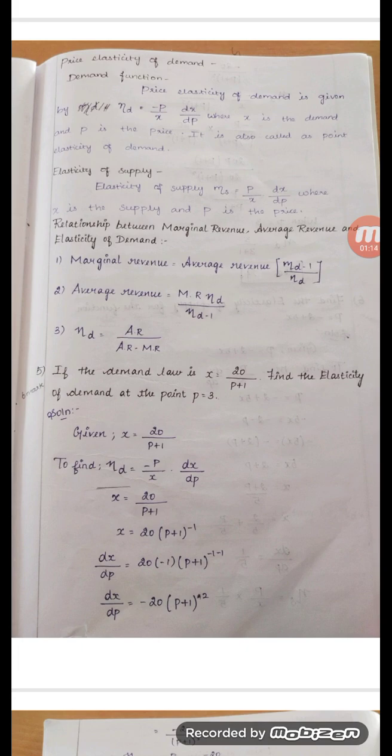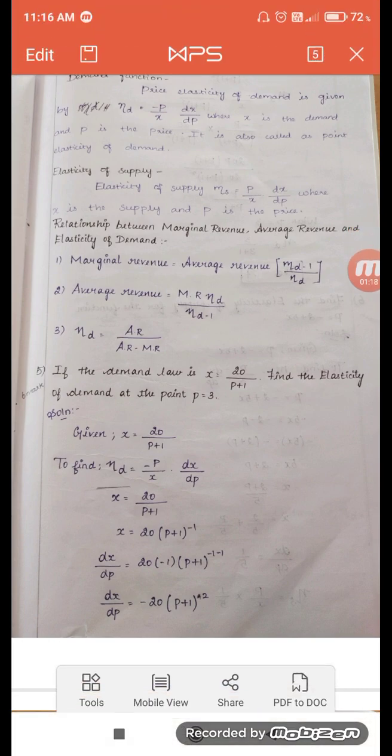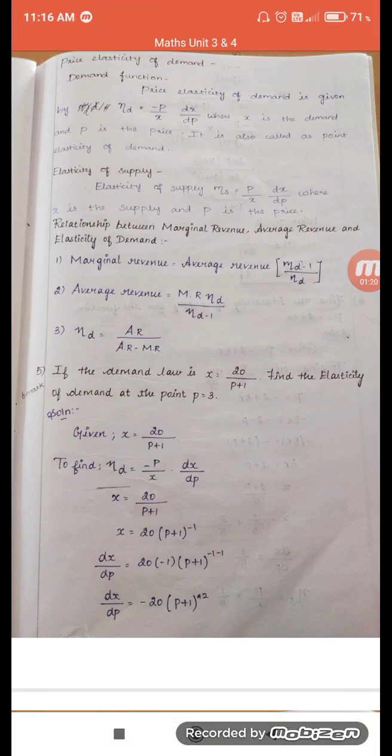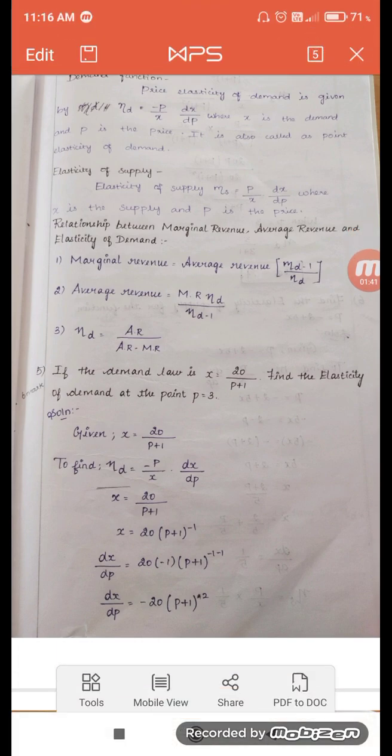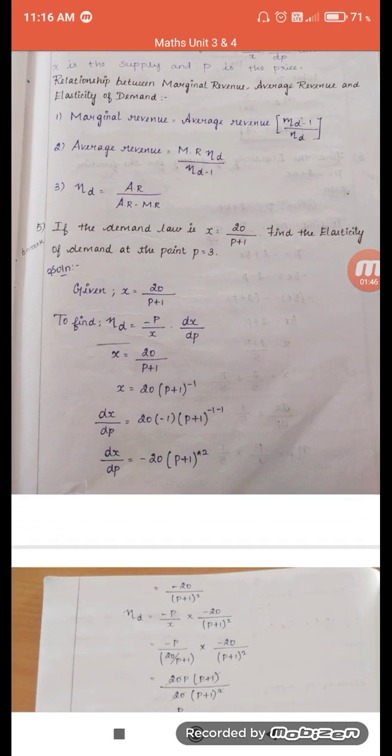Relationship between the marginal revenue, average revenue and elasticity of demand. Marginal revenue is equal to (ηd minus 1) divided by ηd, whereas average revenue is equal to marginal revenue into ηd divided by (ηd minus 1). ηd, that is elasticity of demand, is equal to average revenue divided by (average revenue minus marginal revenue). Based on this formula we are going to see one problem.